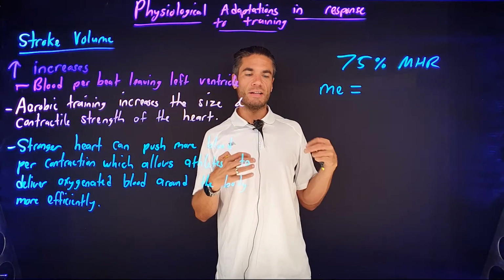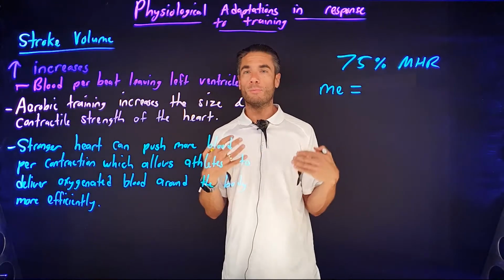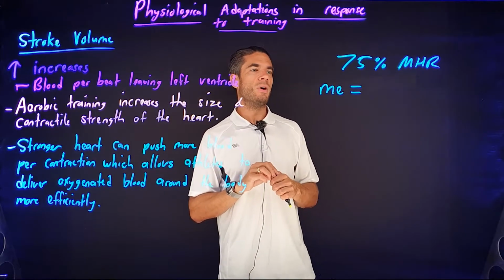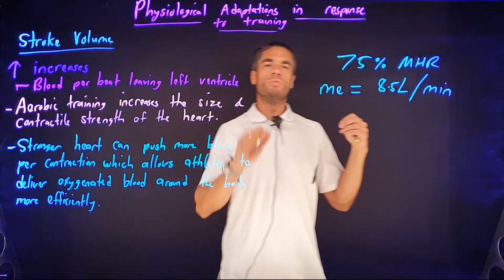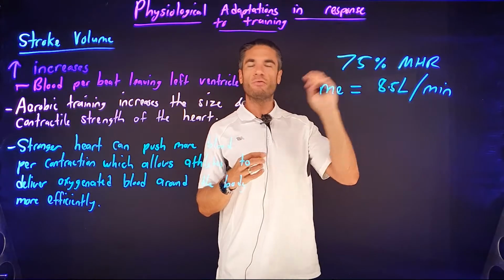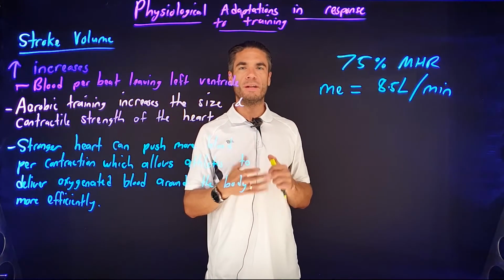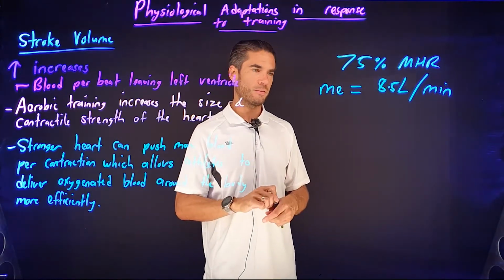Let's say instead of delivering 4 liters per minute of blood around my body, because now I'm working quite hard, not too hard, but I'm working hard enough, okay? My heart is going to be able to deliver, the normal me version at 75% of my maximum heart rate, can deliver 8.5 liters of blood around my body per minute, all right? Like I said, just an example, you don't need to remember these statistics.